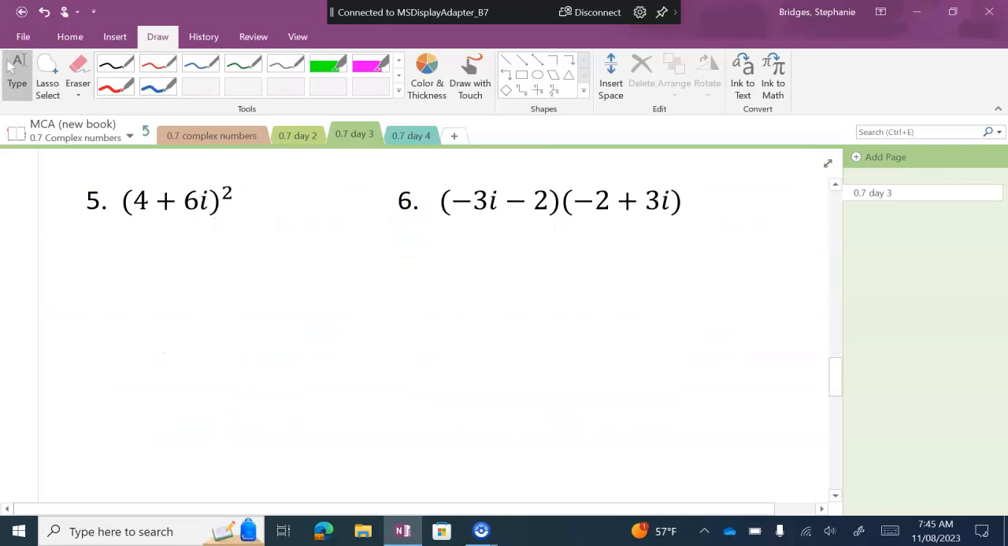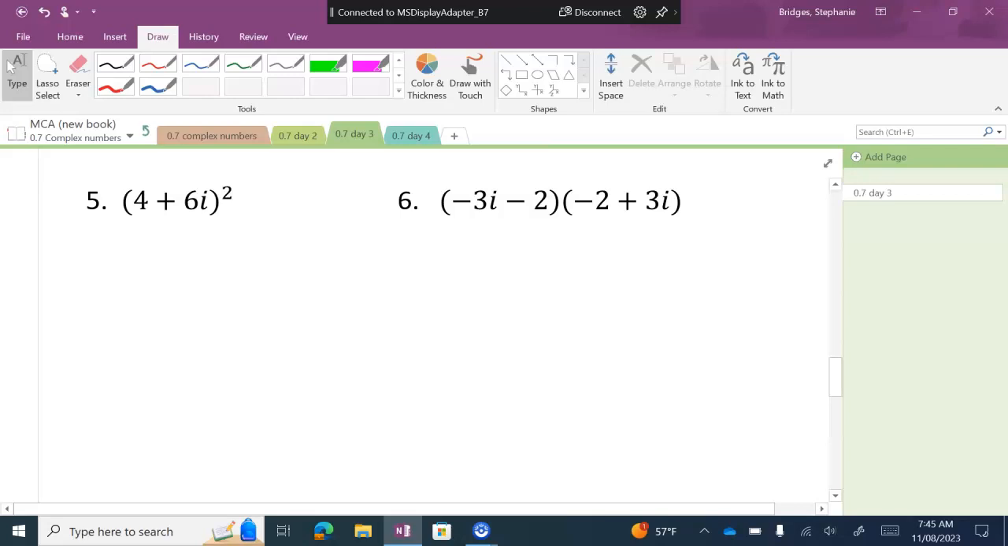I would like for you to try 5 and 6, but with 5, before I let you work on it, it is a binomial squared. What are we supposed to do before we start trying to multiply? Write it twice, right? Exactly the same parenthesis twice. 4 plus 6i times 4 plus 6i, and then you can distribute.